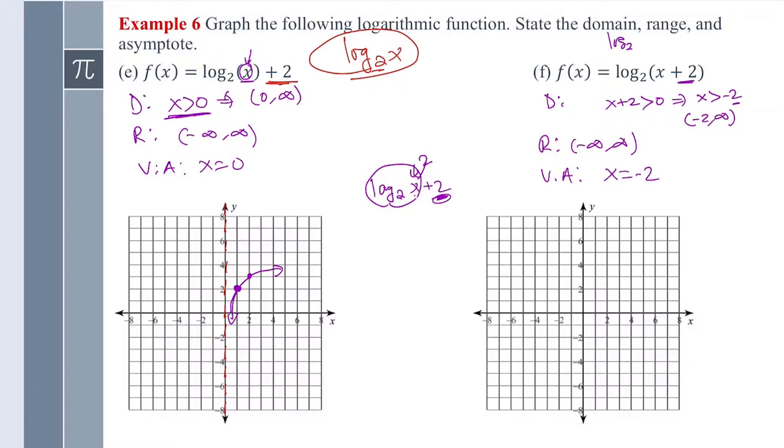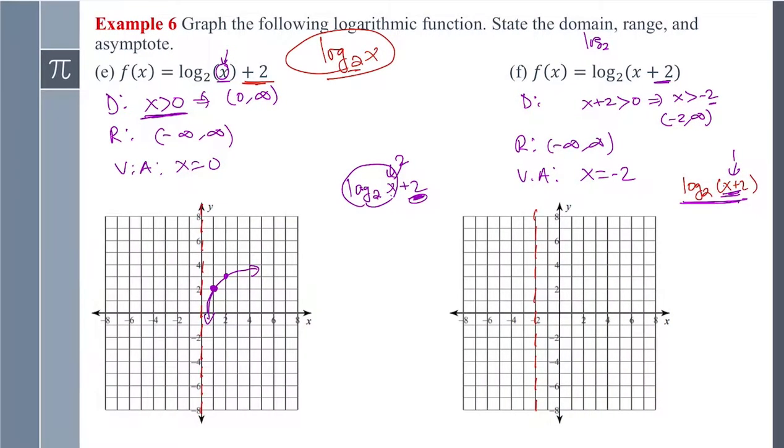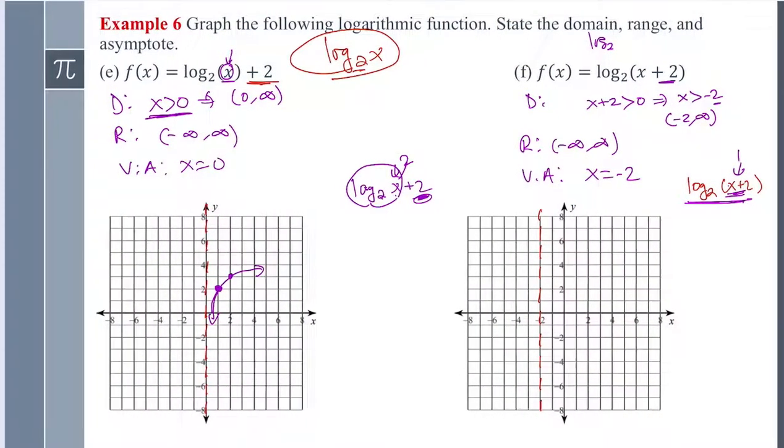Now let's go ahead and graph the vertical asymptote first. So x equals negative 2 is the vertical asymptote. Now to graph, let's look over here. The function that we have is log base 2 of x plus 2. Now when does this become 0? This becomes 0 when the inside quantity is 1. When does the inside quantity become 1? Whenever x is negative 1. So we have 0 right here.